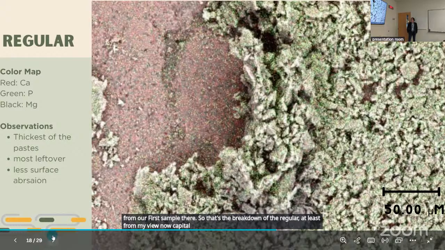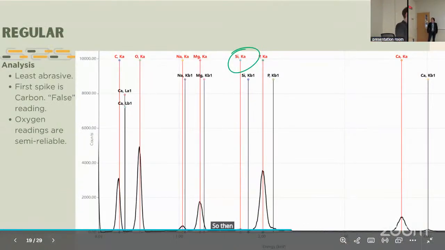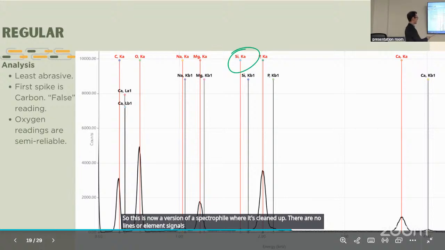Yeah, and now we can do the compare and contrast. So this is the matching spectra file for the regular sample. This is a version of a spectra file where it's cleaned up. There are no lines or element signals that do not line up with a peak. So now we can actually analyze what we see here that was properly detected. As Josh mentioned, it is the least abrasive, so we've chosen to specifically highlight the silicon present here.